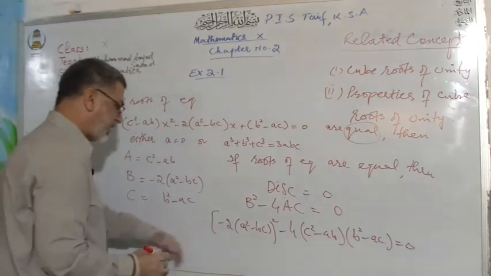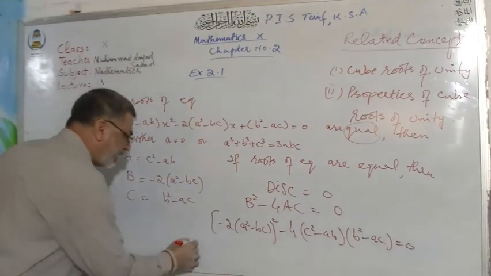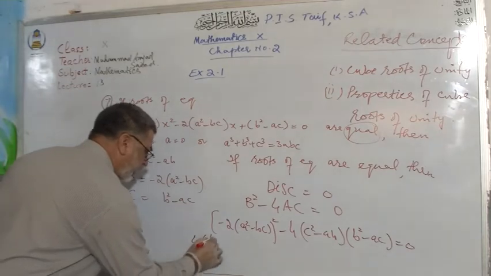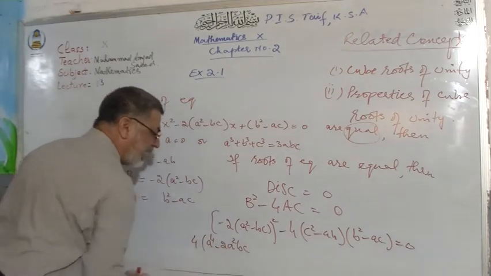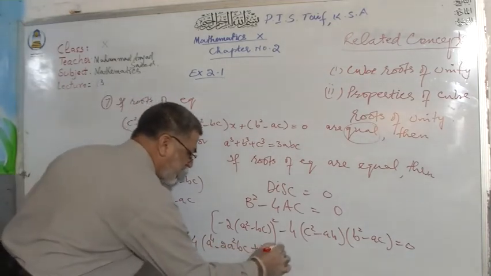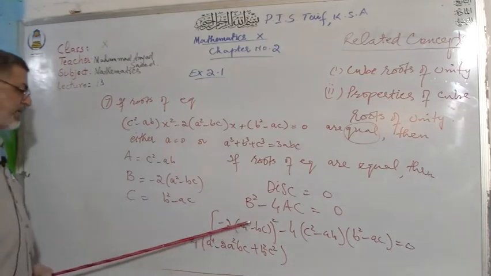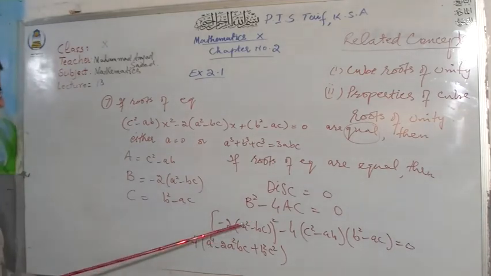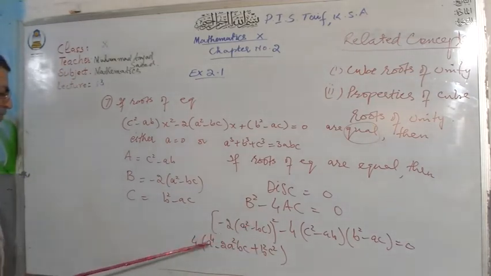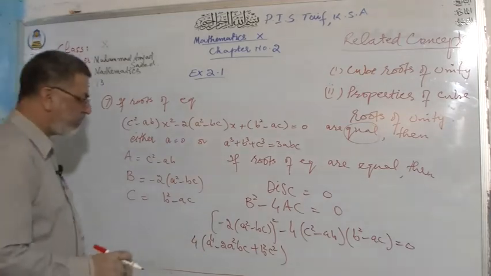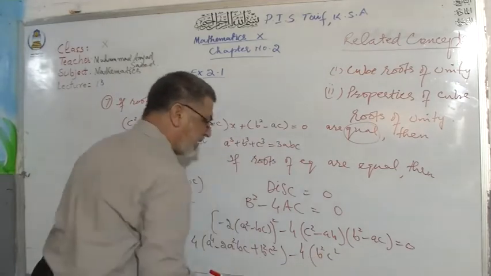Open up the formula of square. This square is on both, minus 2 and a square minus bc. So you will write down 4 into a4 minus 2a square bc plus b square c square. Remember that I am applying the formula a minus b whole square. This is a square minus 2ab plus b square, and minus 2 square is 4. After that we have minus 4 into b square c square.